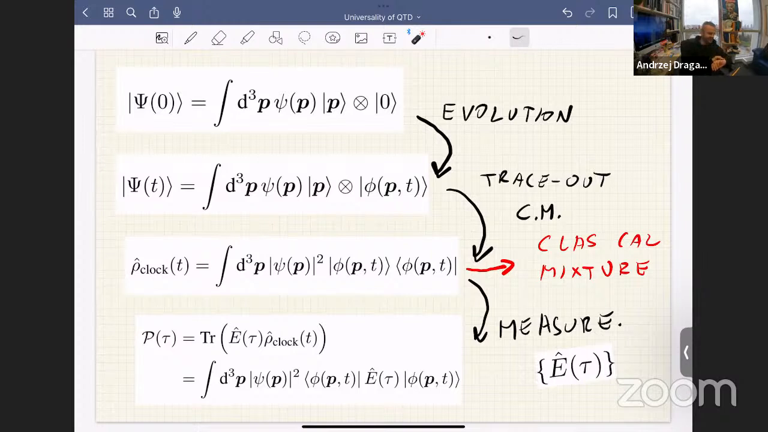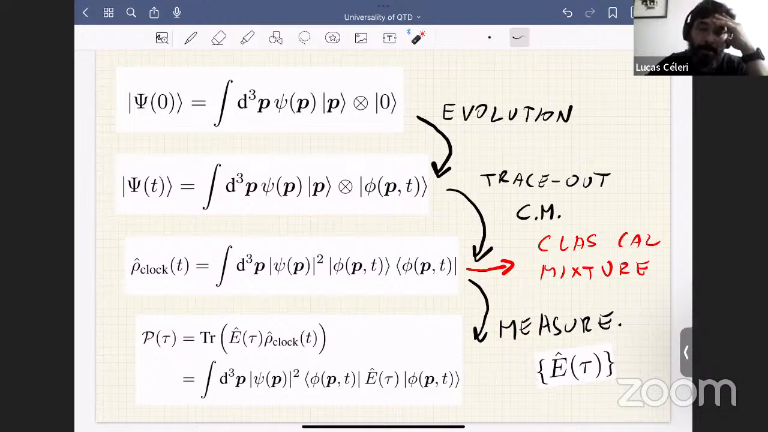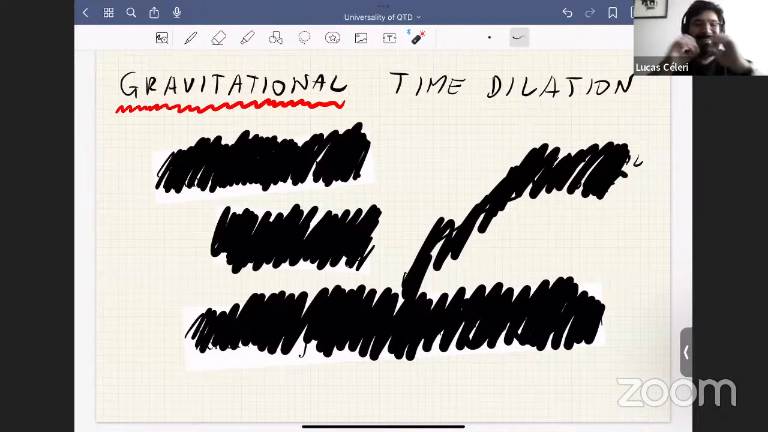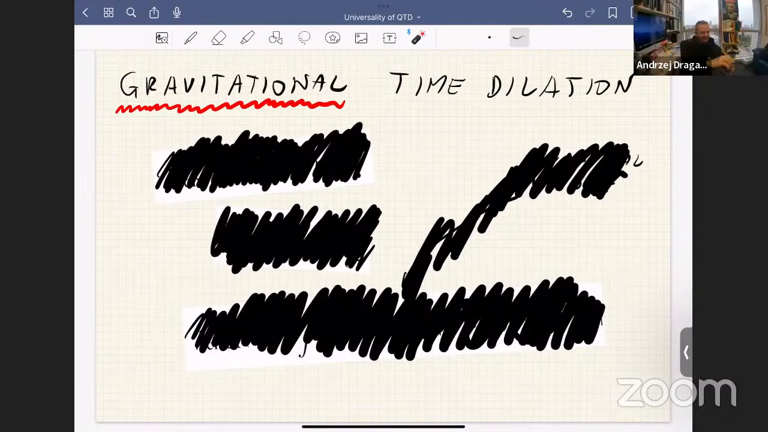Any questions or comments? Yeah, I think I have one. Okay, I understood what you said, but I'm trying to understand how this can be generalized to a general curved space-time. Yeah, that's my next slide. Sorry. Yeah, you're asking the good questions, because this is exactly what got us interested. So what about gravitational time dilation?